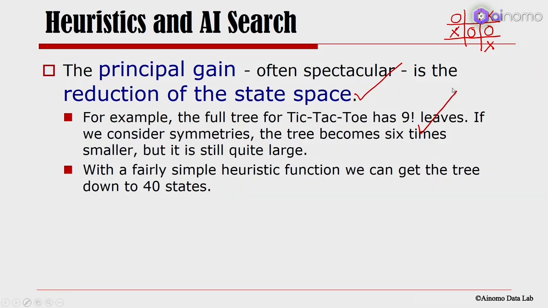If we consider symmetries, the tree becomes 6 times smaller, but it's still quite a large number. But if you use a simple heuristic function, which we will be talking of during our informed search techniques, we get the tree down to just 40 states. So just looking at 40 states, I can decide who is going to win or who is going to lose in this game of tic-tac-toe. And that's what heuristics are so important for.